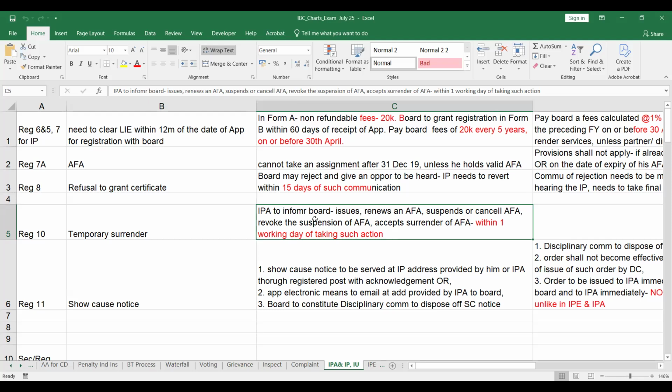One is the IPA, which is the monitoring agency, and then the board. So an IP is under regulation by both the IPA as well as the board. So the IPA is like a college and the IBBI is like a university. You are being regulated by both. Whenever you apply for an AFA, you apply to the IPA. And whenever there is a change, issue, renewal, suspension, cancellation, revocation of suspension, or surrender, within 1 working day of taking such action, the IPA shall inform the board.